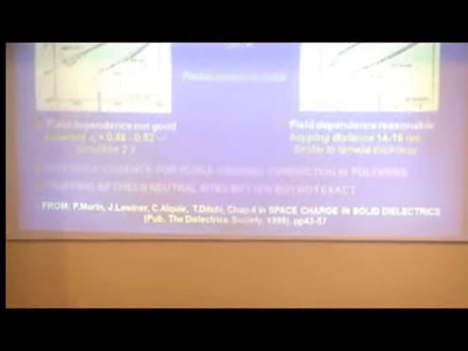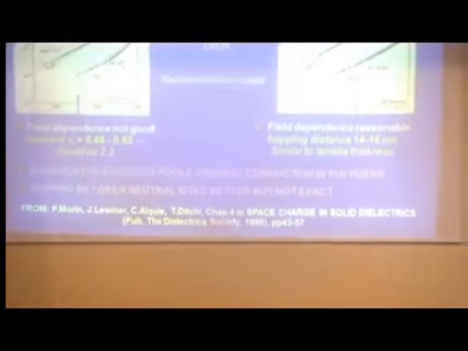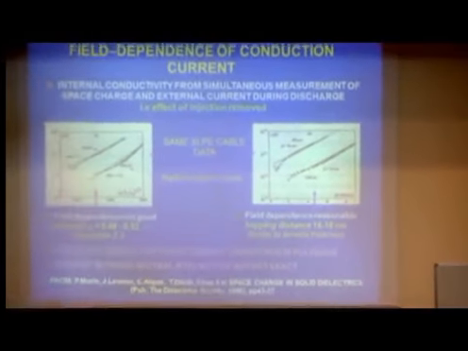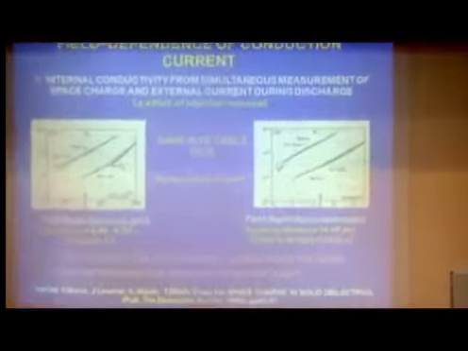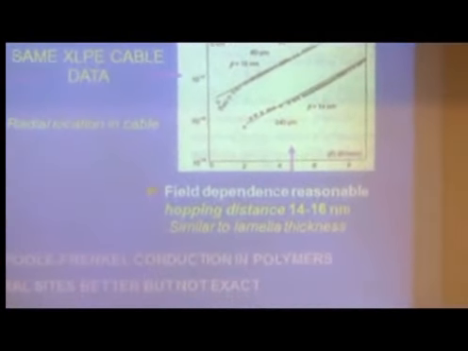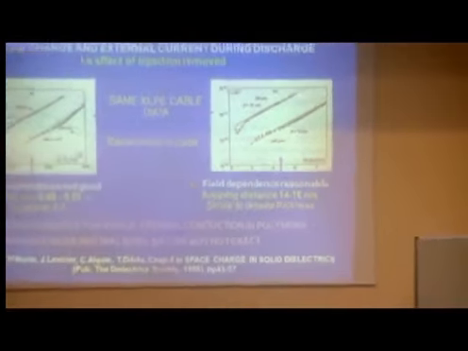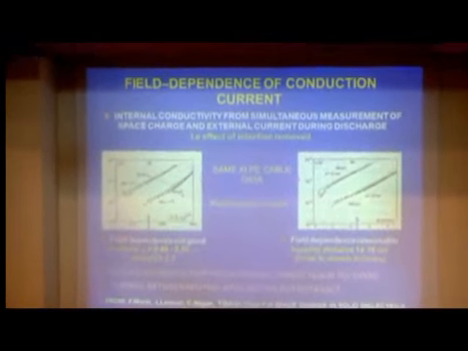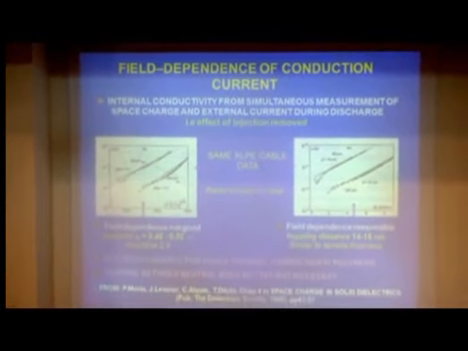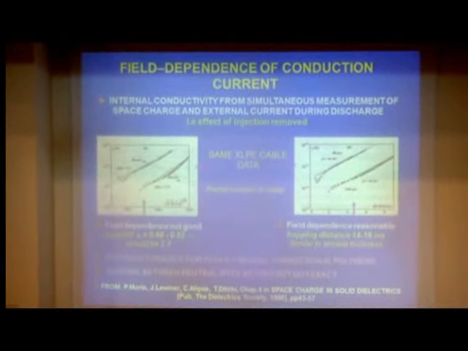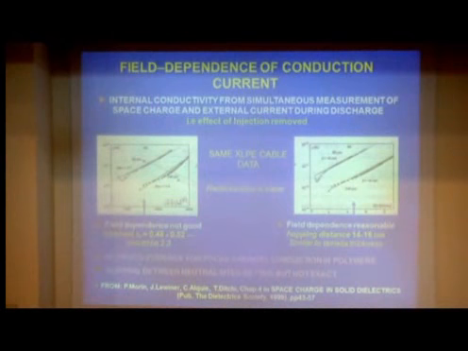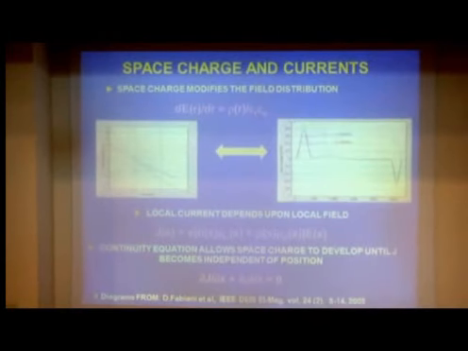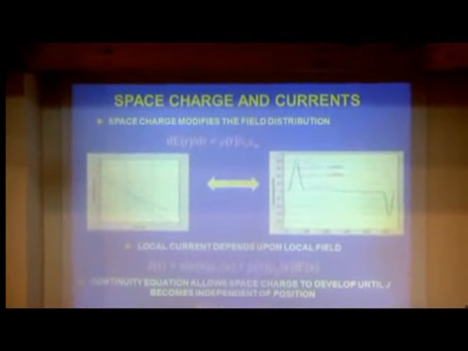If you look at the hopping conduction, this is a reasonably straight line. This is a bit better than that, but not terribly good. The hopping distance, 14 to 16 nanometers, is similar to the thickness of a lamella, so it's a possible candidate for the conduction transport process. But it's not really very good. So, on the balance of the evidence, we would have to say that neither of these two processes really apply. And perhaps this is one of the reasons why.